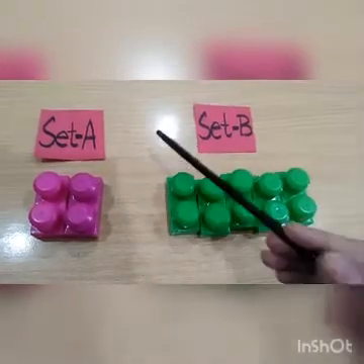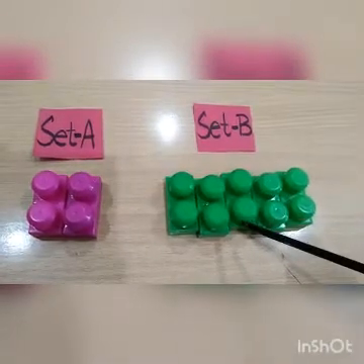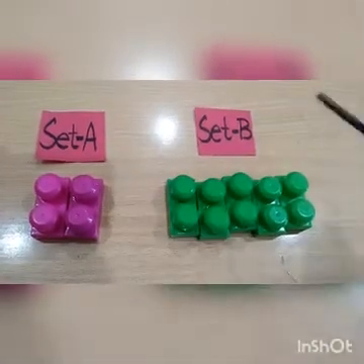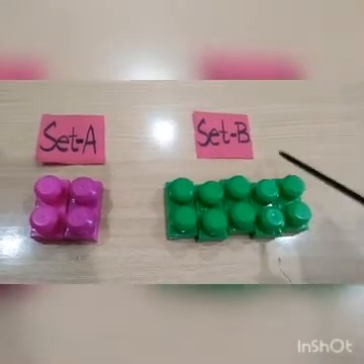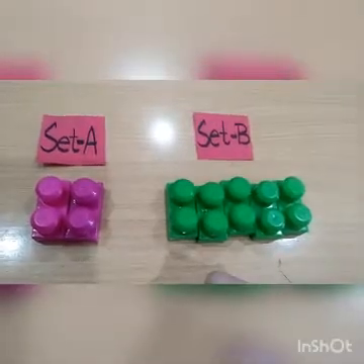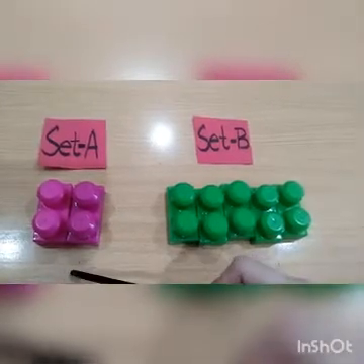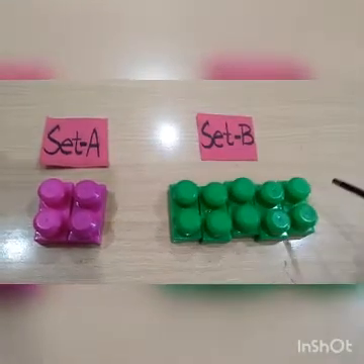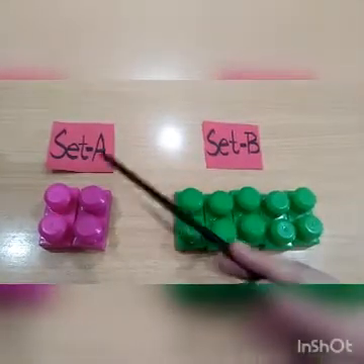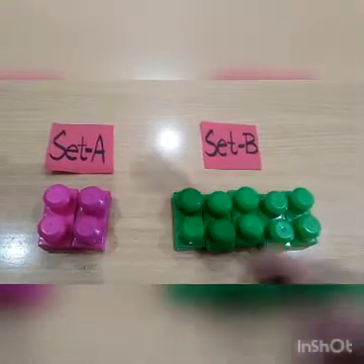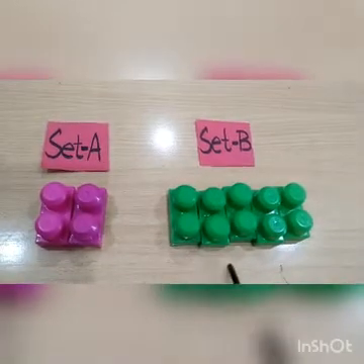Now tell me which set has more or which set has fewer. Yes, in set B there are 5 puzzle blocks. So 5 is more than 2. In set B there are more blocks than set A. We can also say that set A has fewer puzzle blocks than set B, and 2 is fewer than 5.